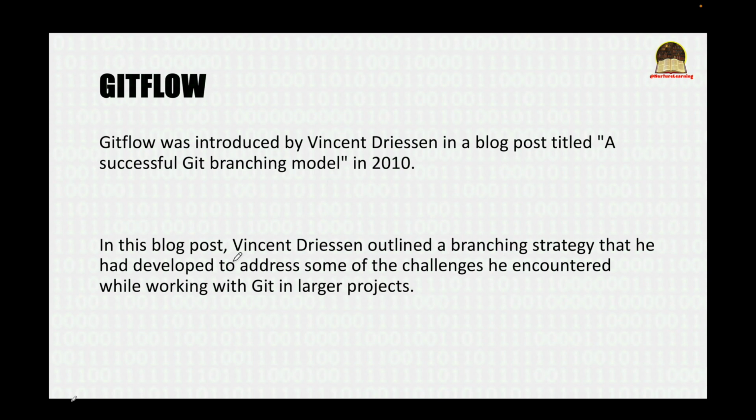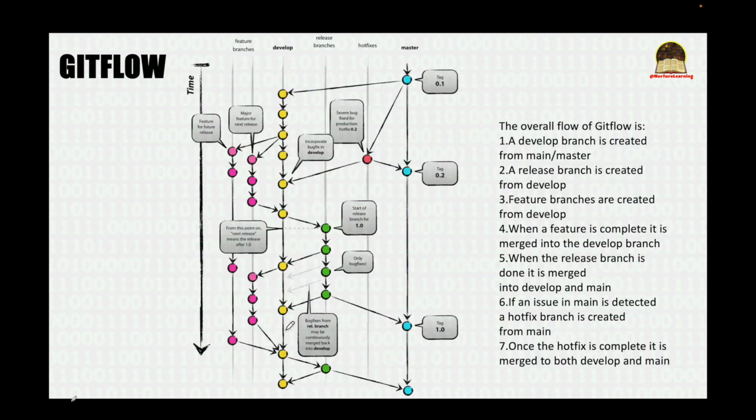Vincent had outlined a branching strategy that he developed to address some of the challenges he faced when working on larger projects. This strategy is meant for enterprise level projects, large organizations with complex code bases and a complex deployment strategy, which primarily use this kind of Git flow for their branching strategy. Now let's see the picture which Vincent had created, which very clearly, very nicely illustrates everything.